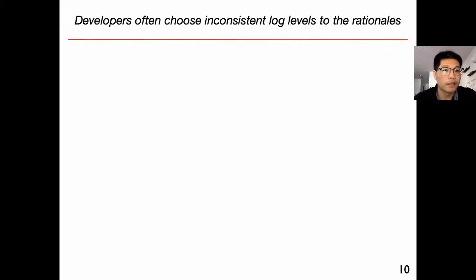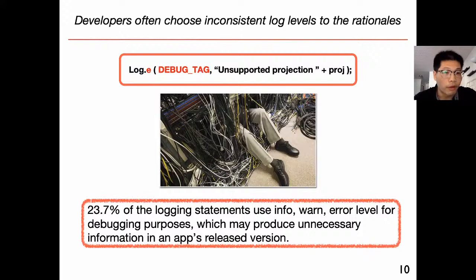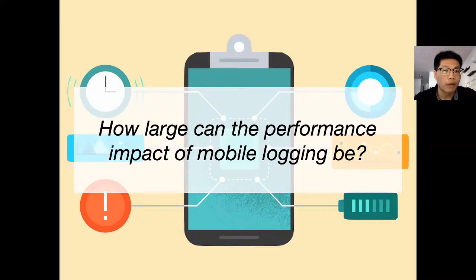Another interesting finding is that developers often choose log levels inconsistent with the rationales. So for example, we found that around 23% of the logging statements, they want to debug the system. However, they use the info, warning, error levels. Such may produce unnecessary log information and also cause performance overhead. Therefore, we want to understand how large the performance impact can be.